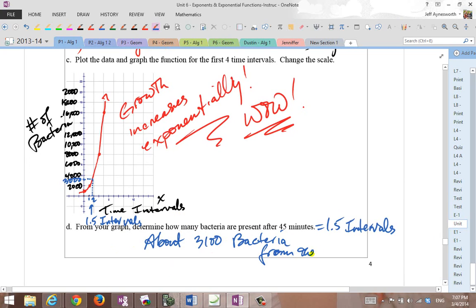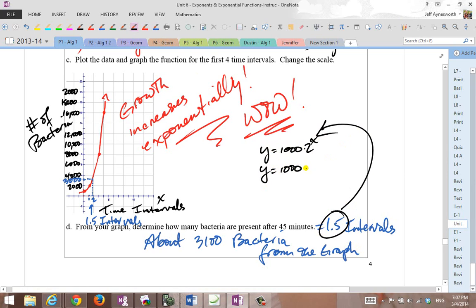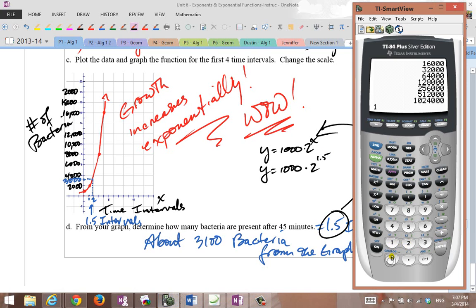But you can do better than that. We know the function. If you know that y equals 1,000 times 2 to the x power, then you enter 1.5 up here and see what we get. So what does y equal when we have 1,000 times 2 to the 1.5? Let's figure that out. 1,000 times 2 raised to the power of 1.5. Let's use parentheses here, I'm not sure if we need them, so let's use them just in case. 1.5, there we go. And we have about 2,828 bacteria, which is close to our estimate.